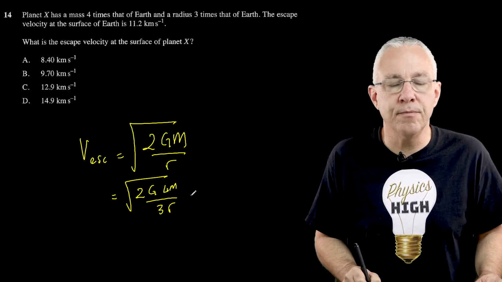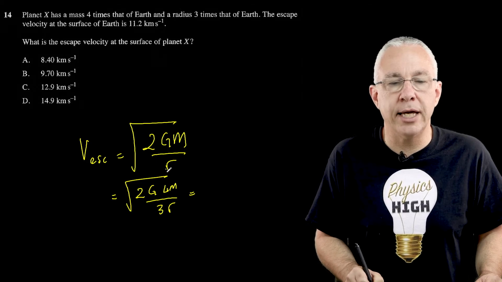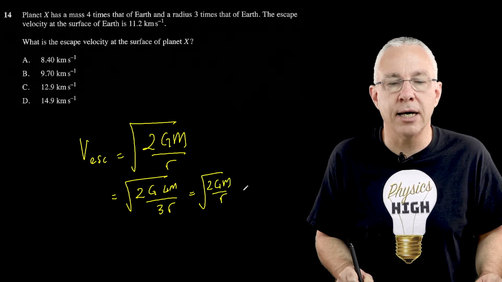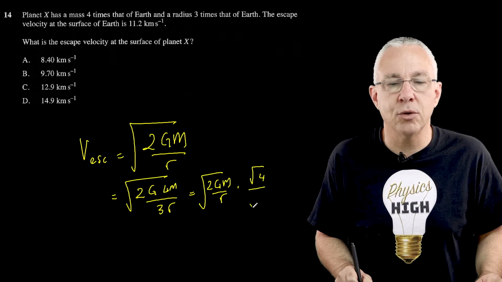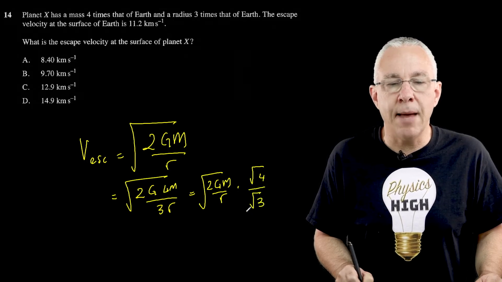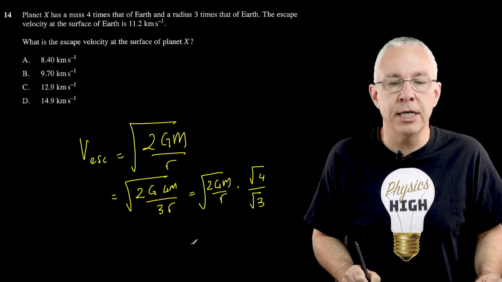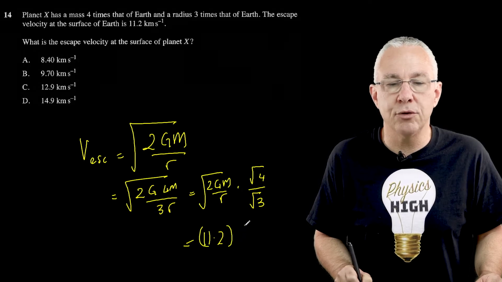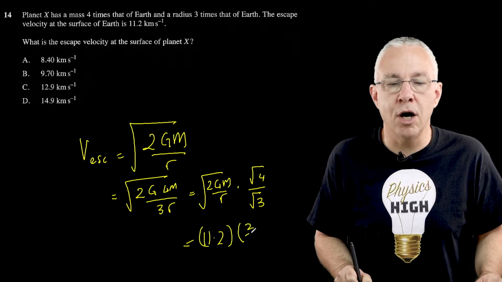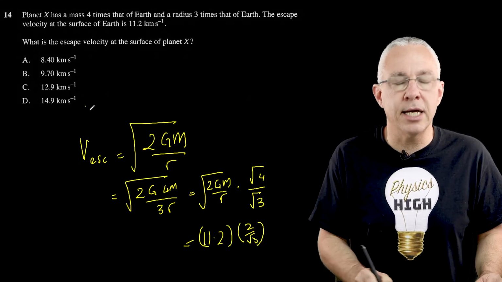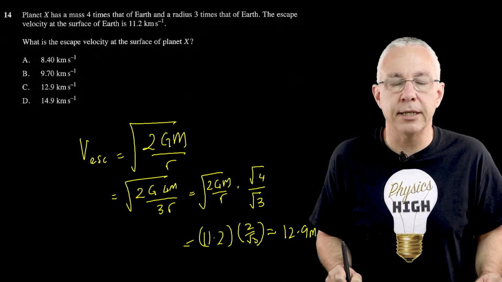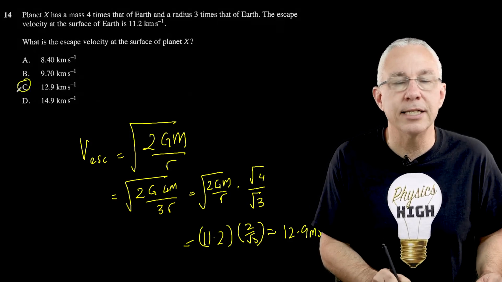So what I can now do is actually take the 2GM over r out. So I've got the square root of 2GM over r multiplied by the square root of 4 over the square root of 3. Now that value here, of course, for the Earth is equal to 11.2 kilometers per second. All I now have to do is multiply this by 2 over root 3, and the answer as a result becomes approximately 12.9 kilometers per second, and so our answer is C.